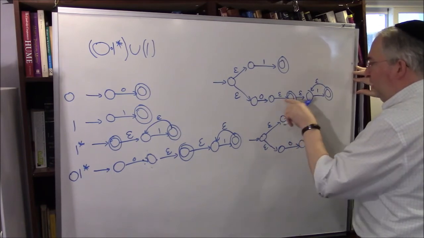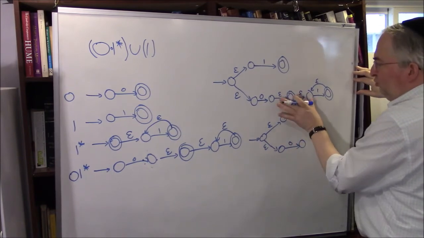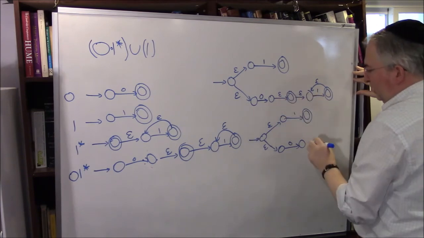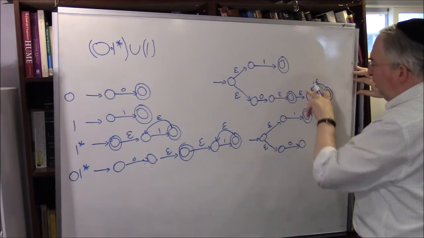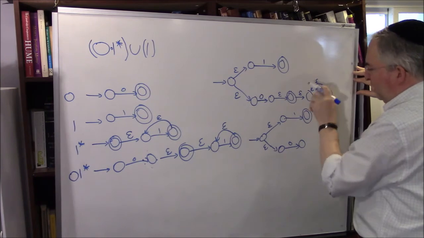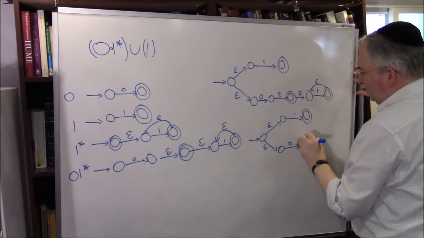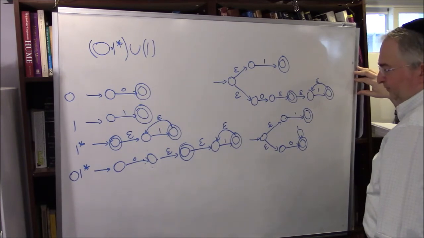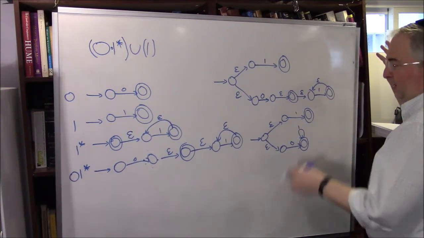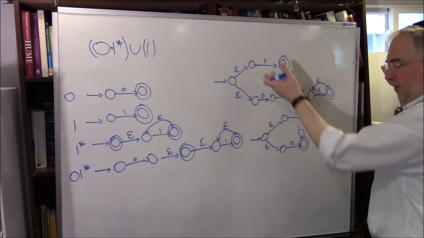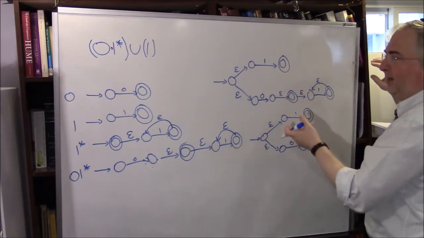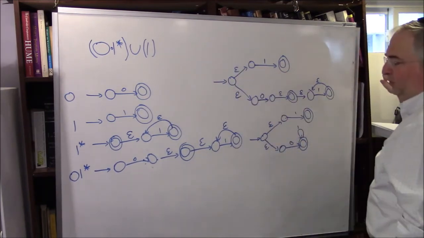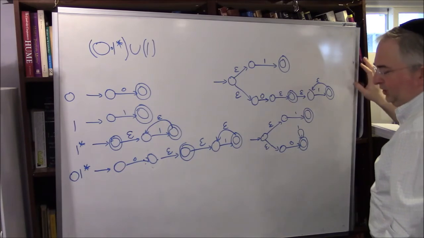Followed by, you can crush these and just say, look, 1, but you know what? When I do a 1, I want to stay where I am. So I'm going to make this an accepting state and put a 1 over there. So there are many different finite automatons that recognize the same language, which is perfectly legitimate.